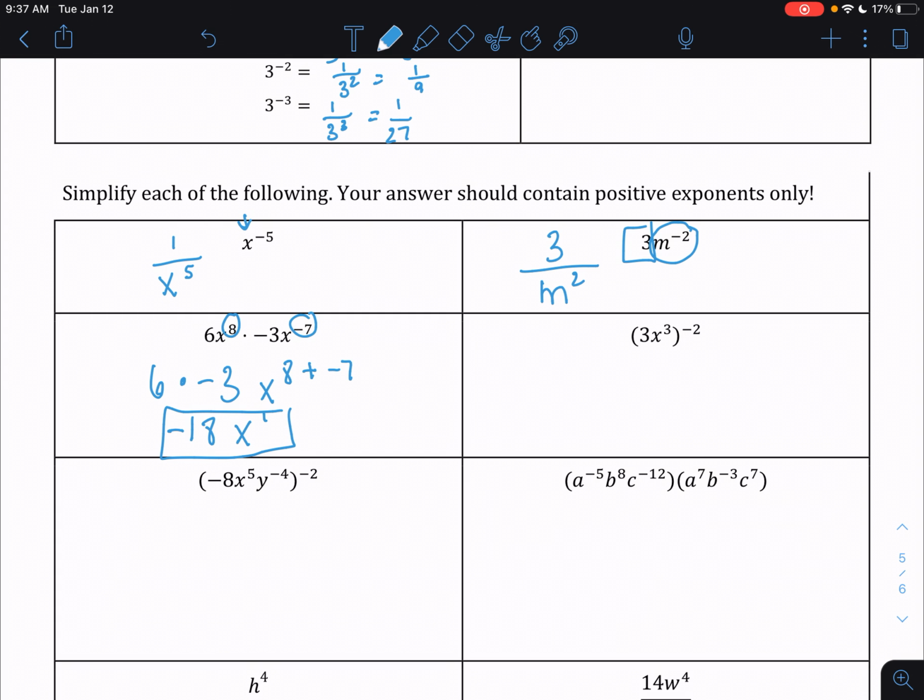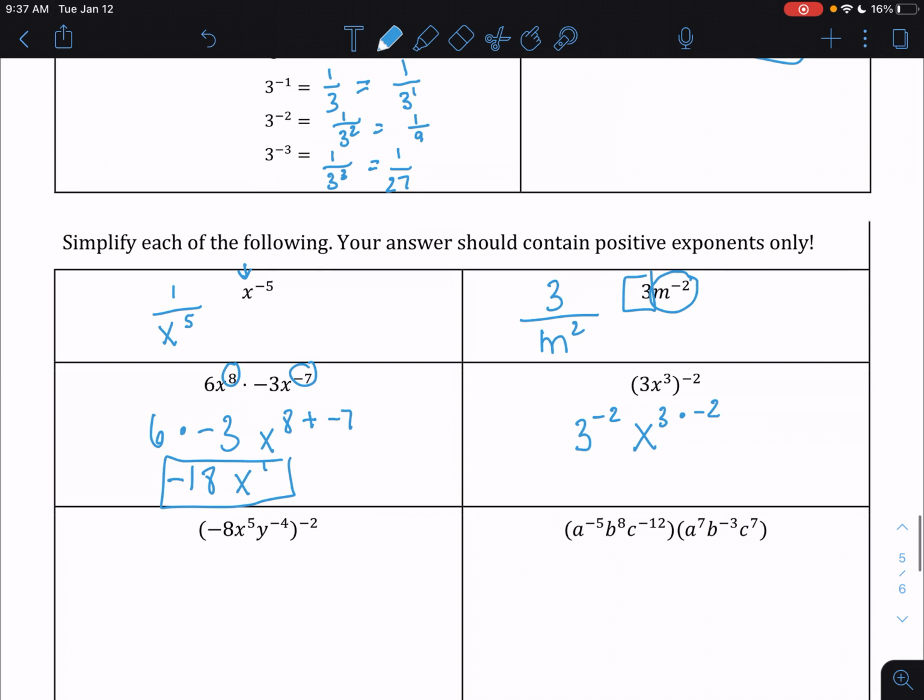Our one over here is the power rule. So we have 3x cubed to the negative 2. This is the power rule, remember. So we're going to have 3 to the negative 2, and then x to the third times negative 2. Now we're going to have to use our negative exponent rule to solve these. So 3 to the negative 2. We did solve this one up here, if you remember, and it is 1/9. And we would have x to the negative 6.